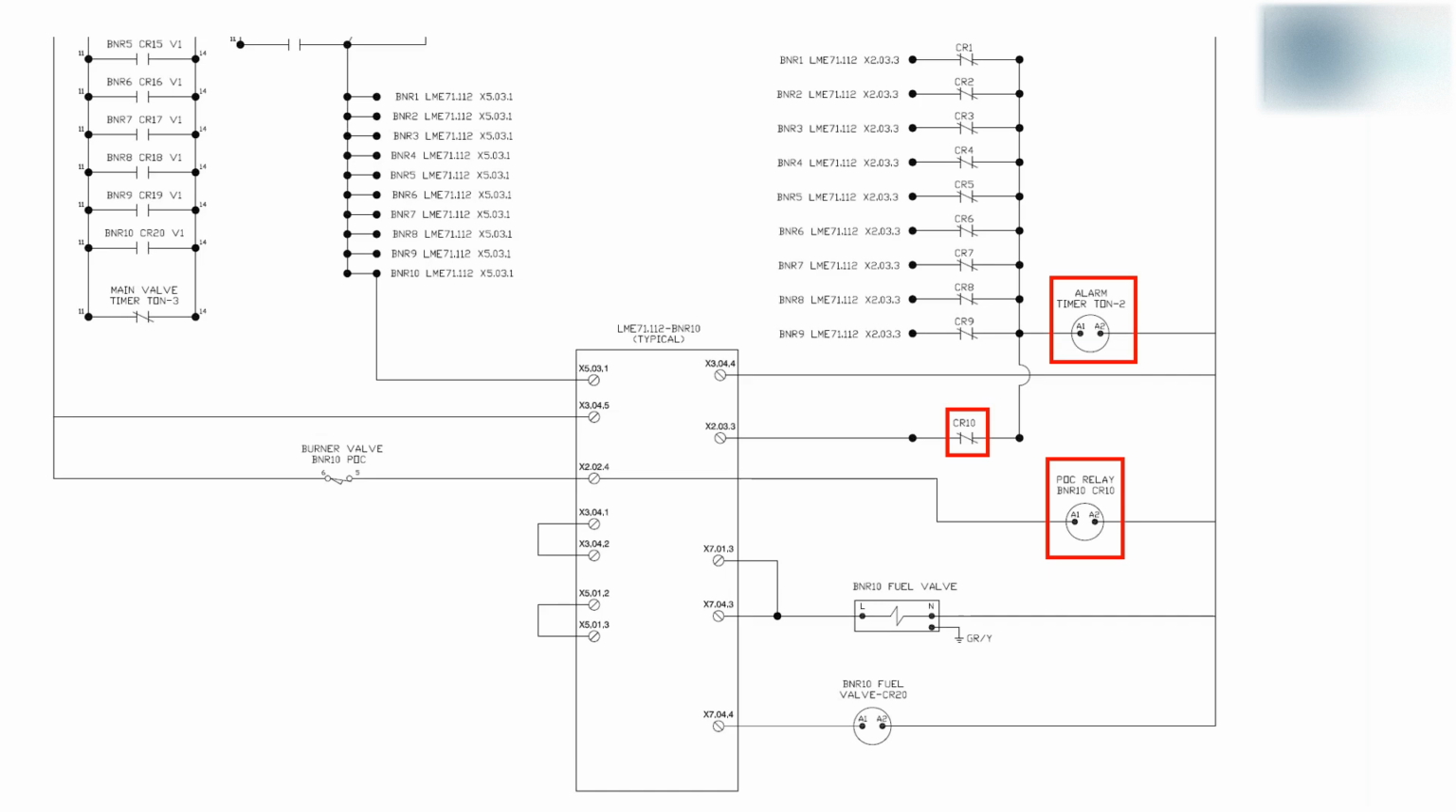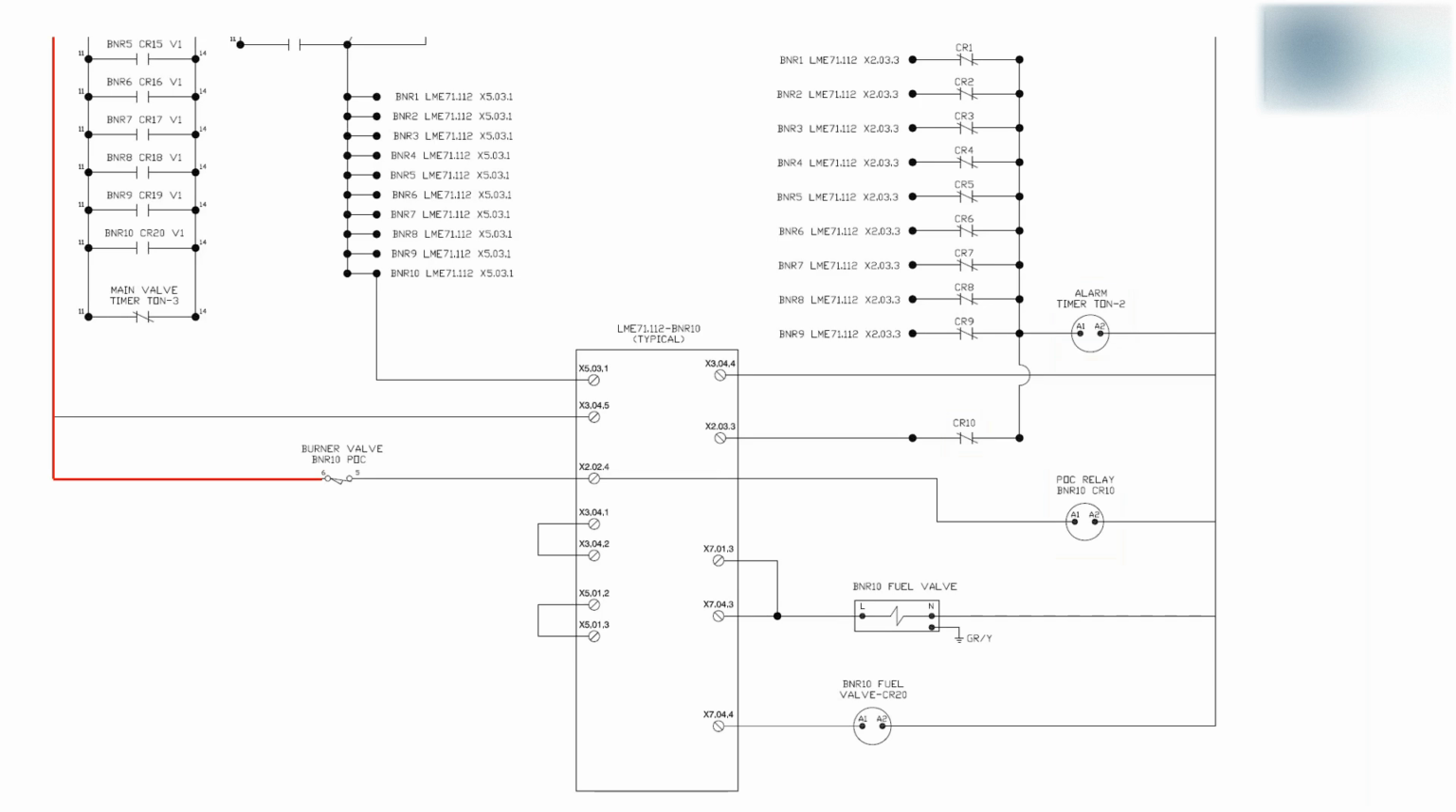In the event that any of the LME7s go into alarm, the proof of closure has to be made on that burner to keep the rest of the system going. We accomplish this with a control relay on each proof of closure and alarm timer relay.